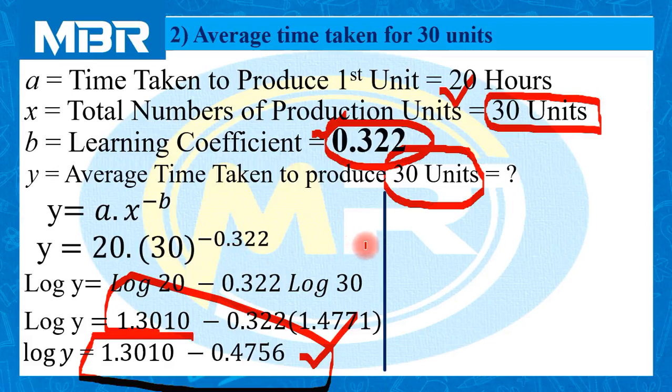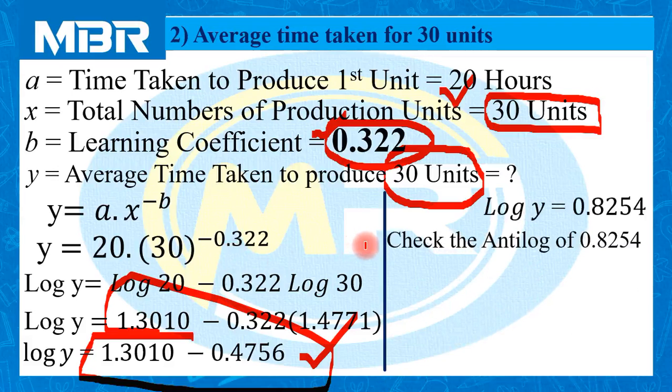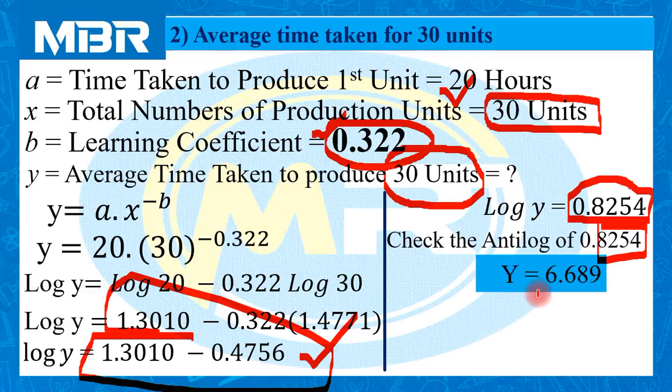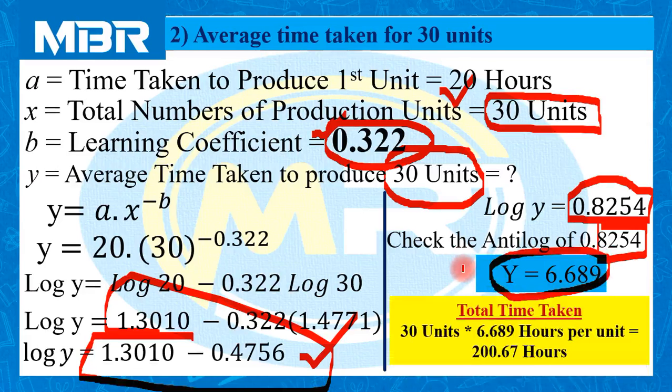With the help of this solution, we can find out the difference, and the difference is referred to as log y is equal to 0.8254. In order to conclude the solution, we need to check the antilog of these four digits, 82 into 5 and mean difference 4, and the result is 6.689.